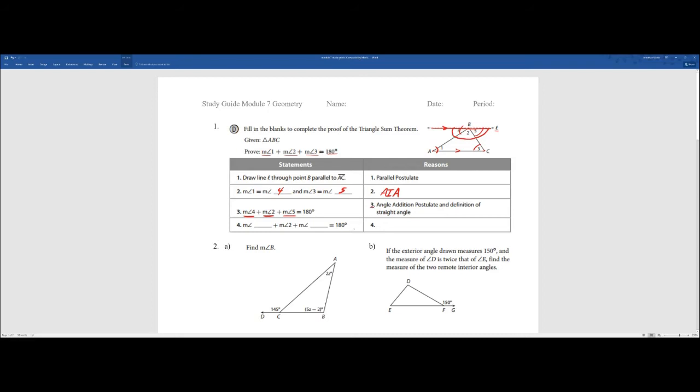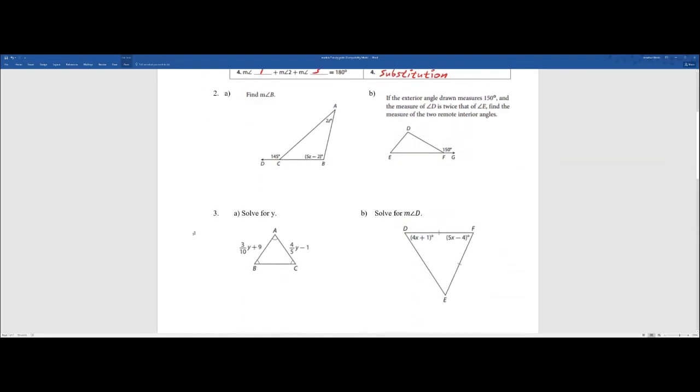Okay, for the reasoning. Now, didn't we say that the measure for angle 1 is the same as angle 4? So instead of the measure of angle 4, technically this is the measure for angle 1 plus the 2, plus the measure of angle 5, but didn't we say the measure of angle 5 was the same as measure 3? Well, voila, this is good old-fashioned substitution. Very nice. Okay, so let's scroll down. And let's go ahead and start with the next set of problems.